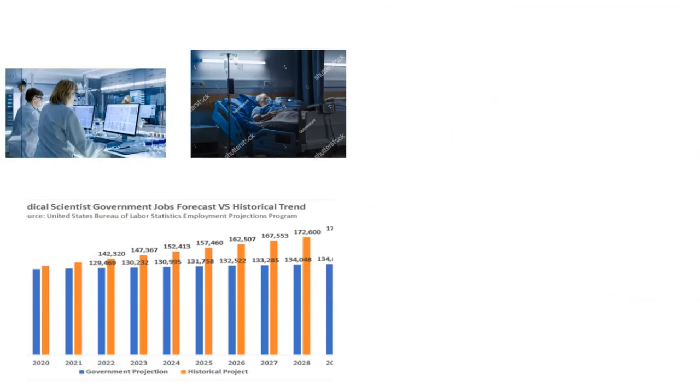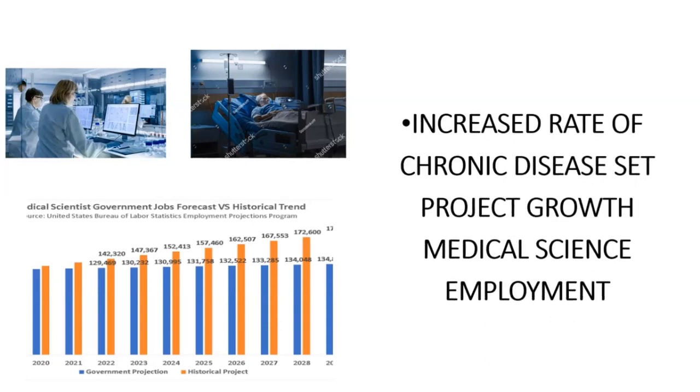Employment of medical scientists is projected to grow 6% from 2020 to 2029, faster than the average for all occupations. A larger and aging population, increased rates of several chronic conditions, and a growing reliance on pharmaceuticals are all factors that are expected to increase demand for medical scientists. They will be needed for research related to diseases such as COVID-19, AIDS, Alzheimer's, and cancer.